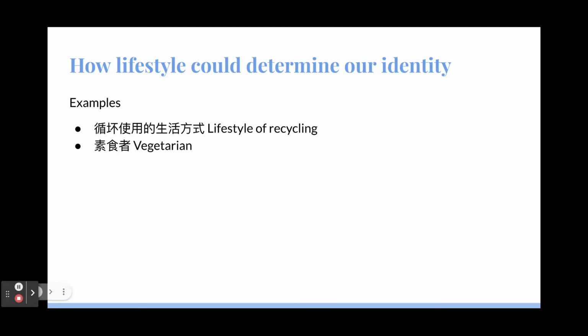For lifestyle of recycling, you would say 循坏实用的生活方式。循坏实用 basically means recycling. And for vegetarian, you would say 素食者. 素食 means you only eat veggies. So 素食者 means vegetarian. So, if you are writing an essay on how lifestyle could determine our own identities, you could provide examples such as how lifestyle of recycling affects representing our identity, and how vegetarians could determine our own identities.